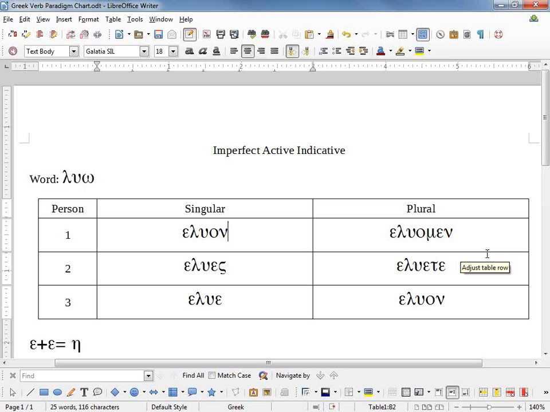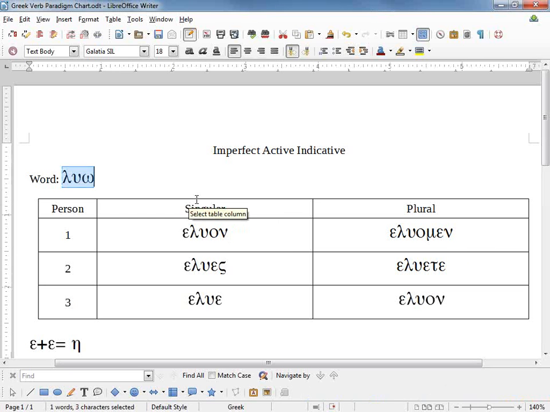Now, let me show you what happens when you actually have a verb that begins with an epsilon for the imperfect. Okay, so I'm going to skip luo right now and use another word, and that's epsilon chi omega. Epsilon chi omega, you guys, means I have. Echo. But it means I have.